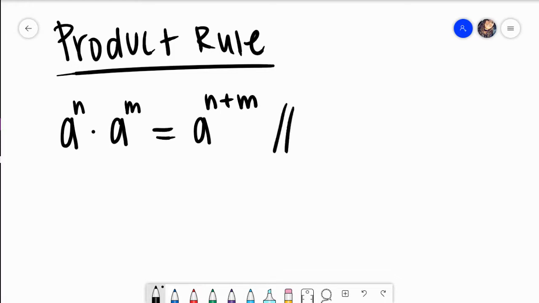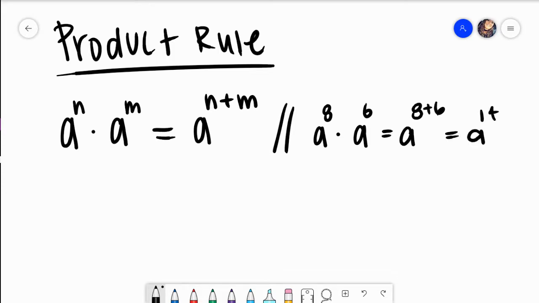An example of this would be if we have a to the 8th power times a to the 6th power. You keep and you add, which is 14.